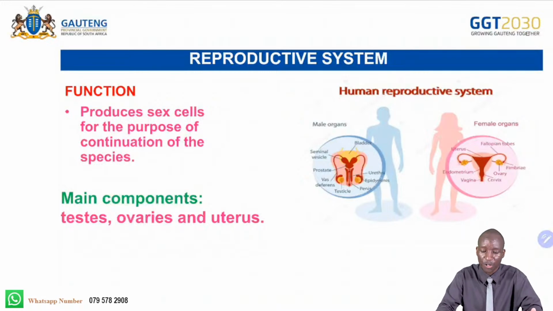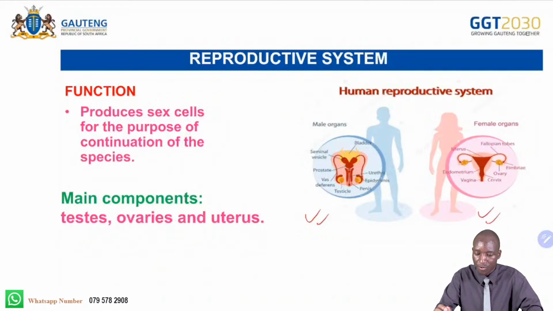There we are. We've got two systems that we can look at in comparison: the male reproductive system and the female reproductive system. Let's look at how these two differ from each other. For the male reproductive system, we've got the male organs, which include the bladder, the seminal vesicle, the prostate, the urethra, epididymis, the penis, the testicle, and the vas deferens.